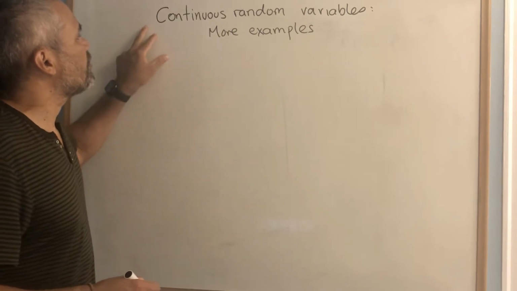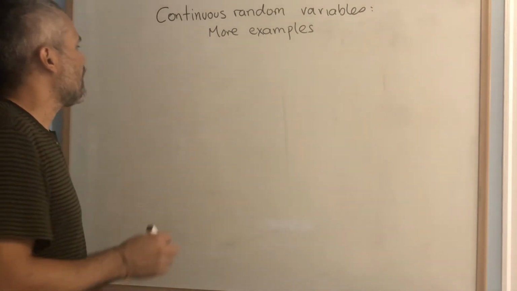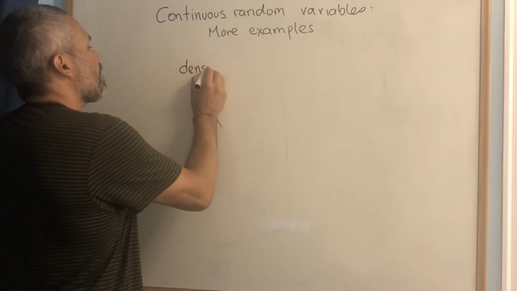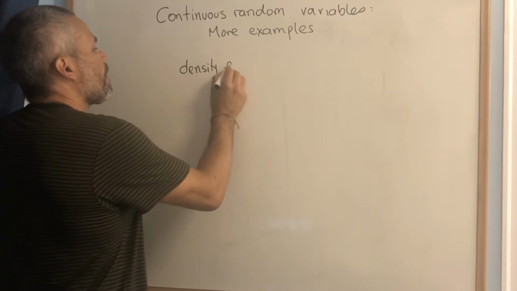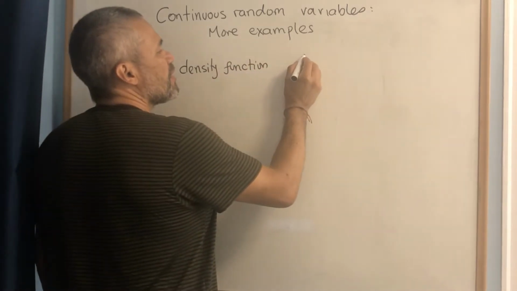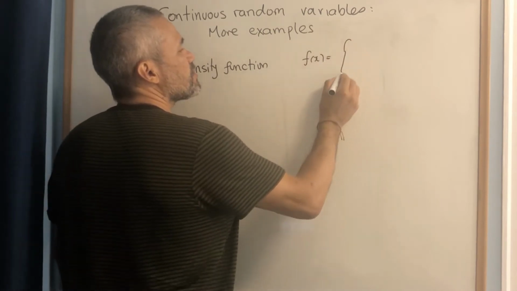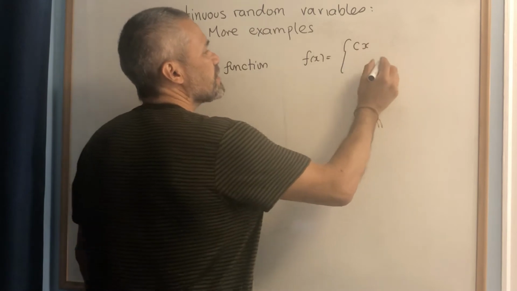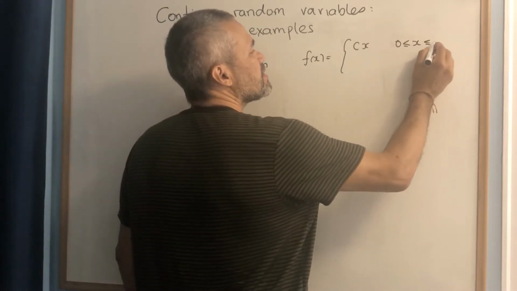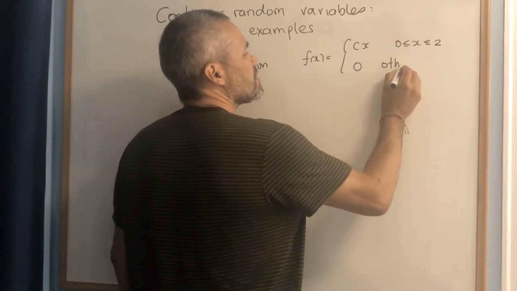In this video, we will do more examples on continuous random variables. Let's suppose that the density function of a random variable is defined in this way. f of x equal to c times x when x is between 0 and 2 and is 0 otherwise.